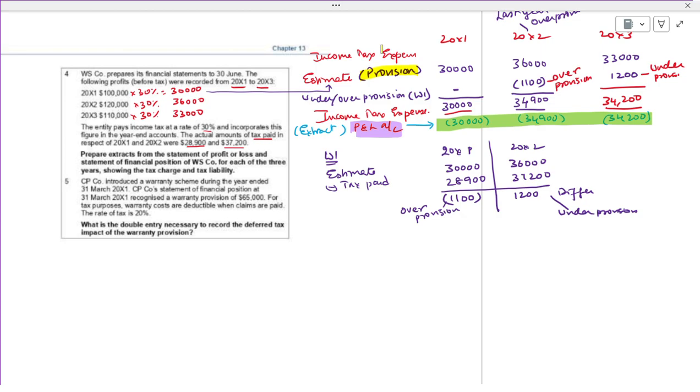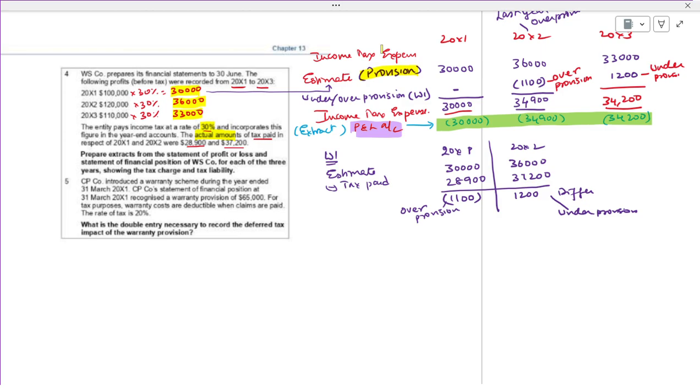The following profits were recorded for 2,000. Now, what do they say? The entity pays at the rate of 30% and incorporates this figure in the year-end accounts. Is it right? Now, the actual amount is the amount which has been paid. The actual amount of tax paid is 28,937. But what is the provision? You are making a provision of 30% on the estimated profits, the profits before tax.